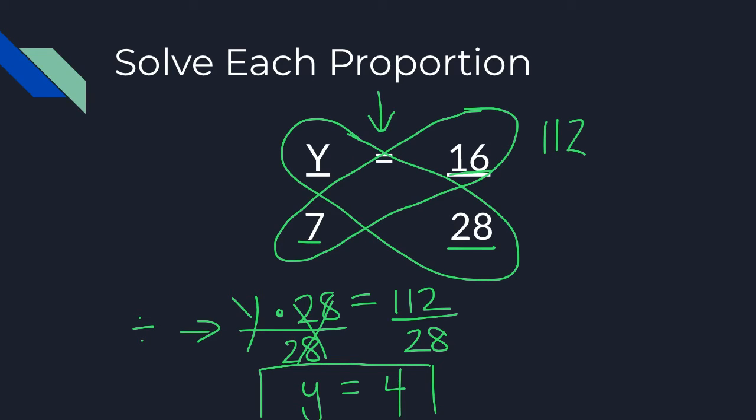To check that out, all I have to do is substitute, put a 4 here. Does 4 times 28 equal the 112 that it should? It does.